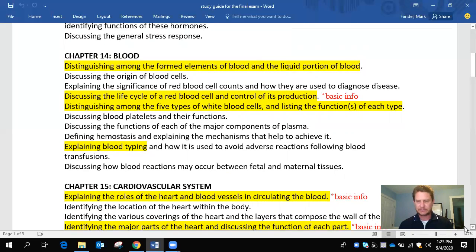You do not have to know its original name, polymorpholeucocyte, polymorphonucleocyte, which means multi-lobed, weird-shaped nucleus, and that's the cell. So you don't have to know that, but that's the gist of it.